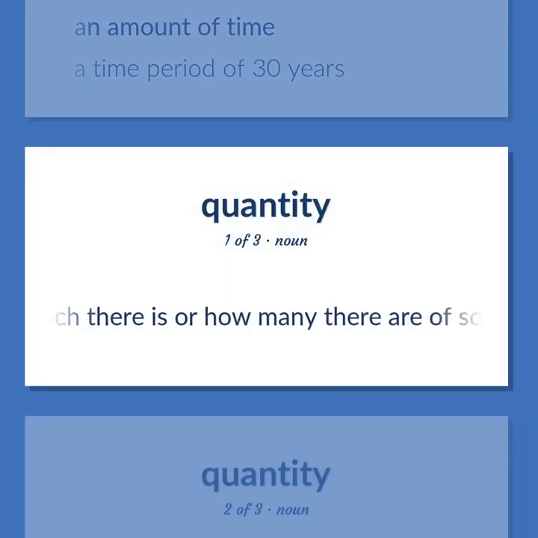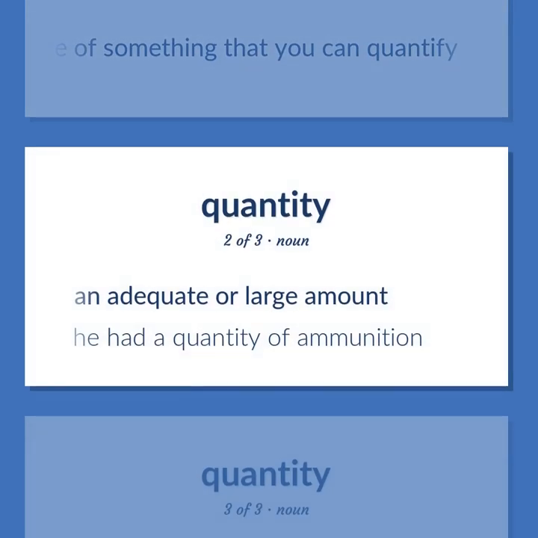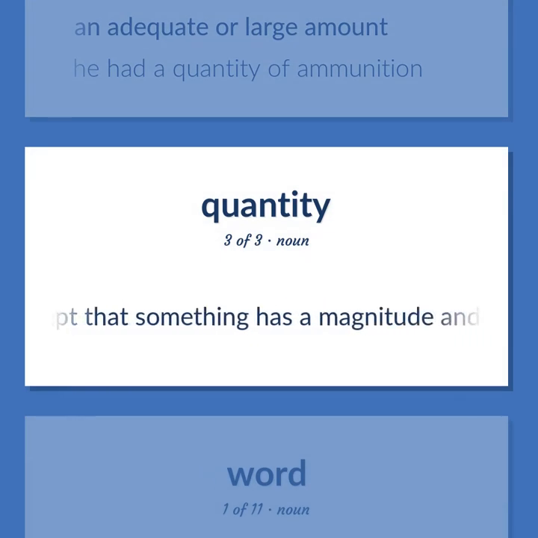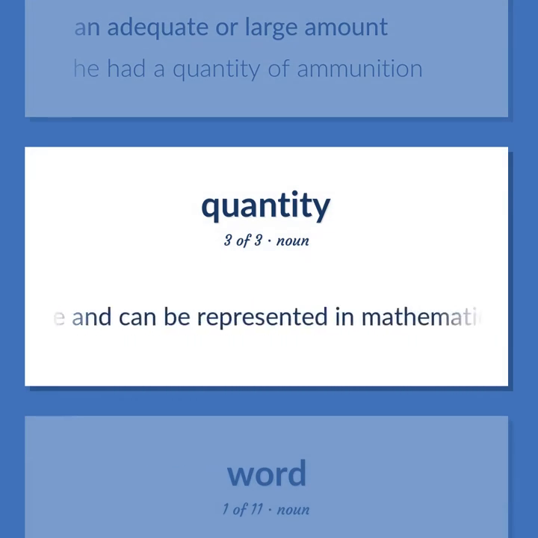How much there is or how many there are of something that you can quantify. An adequate or large amount. He had a quantity of ammunition. The concept that something has a magnitude and can be represented in mathematical expressions by a constant or a variable.